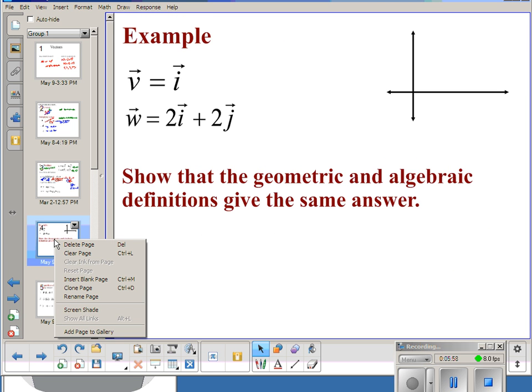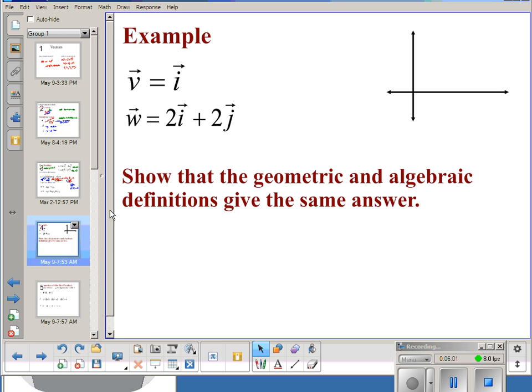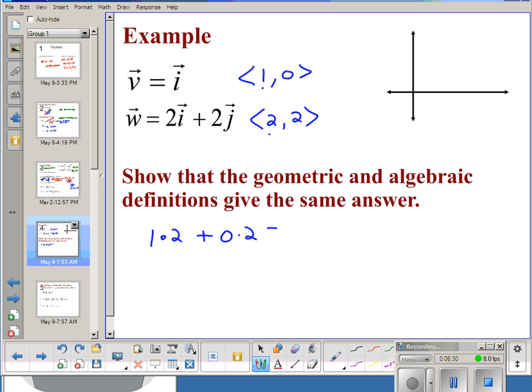All right. So let's look at one very quick example. Here we are just in 2 dimensions, and we're going to show that the geometric and the algebraic definitions give the same answer. And that geometric is really more helpful in 2 dimensions. So if we look at the algebraic, you could represent v by 1, 0, and w by 2, 2. So what we're saying is you multiply your i component right here times your i component right here, 1 times 2. And then you add that to your j times your j, 0 times 2. And overall, we get an answer of 2.